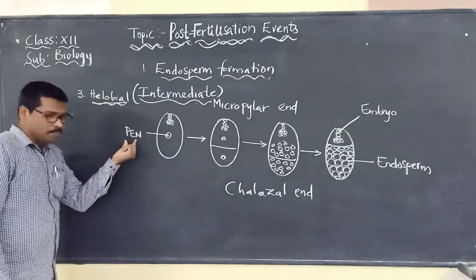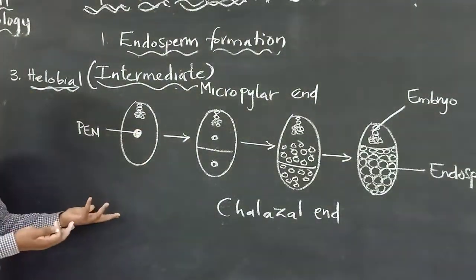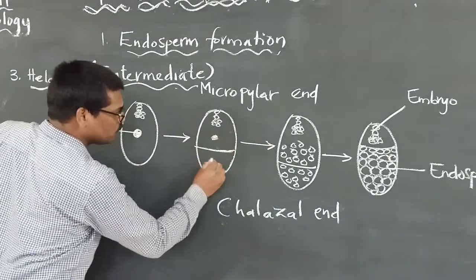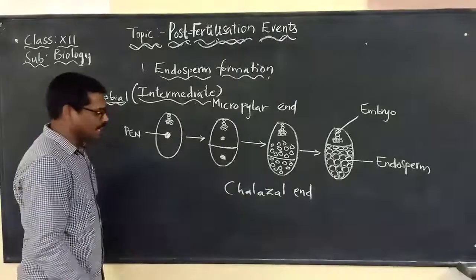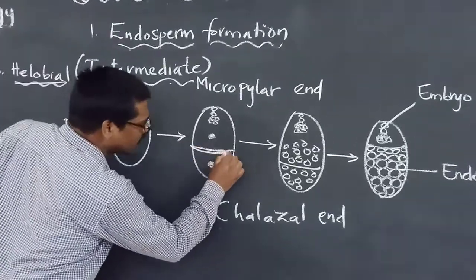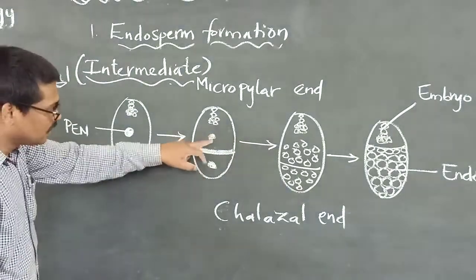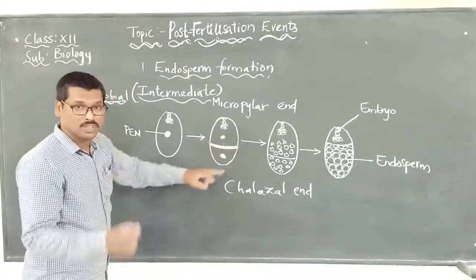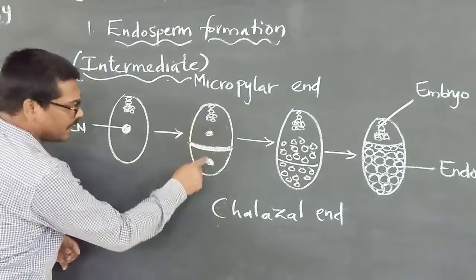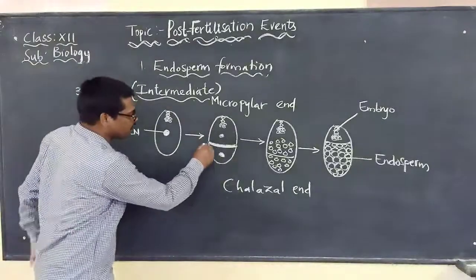Helobial endosperm means the primary endosperm nucleus undergoes division. As soon as it divides, it forms two nuclei. And as we have seen in cellular endosperm, immediately cell wall formation takes place. Cytokinesis will be taking place. So right after the first division of the nucleus, the two nuclei are separated by the cell wall, by the cytokinesis process.